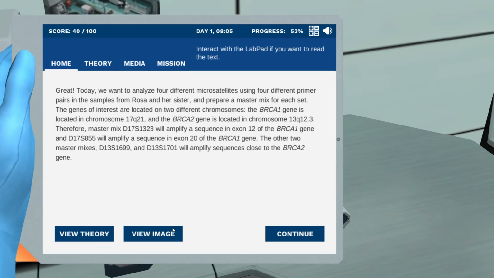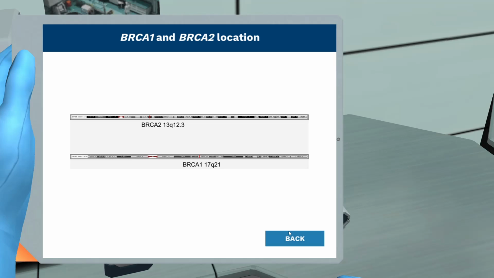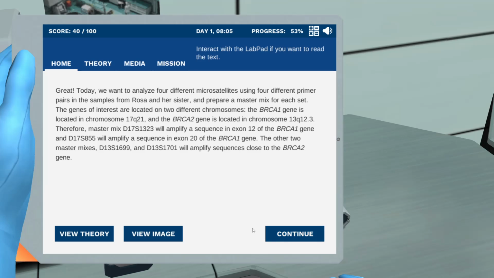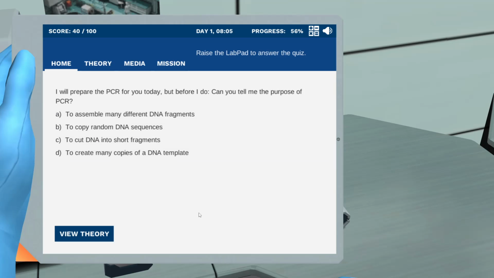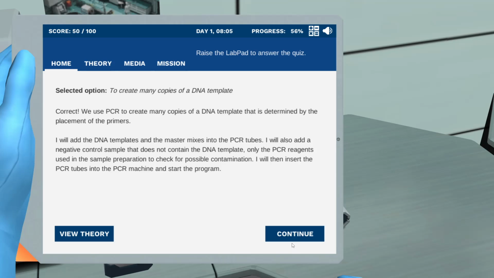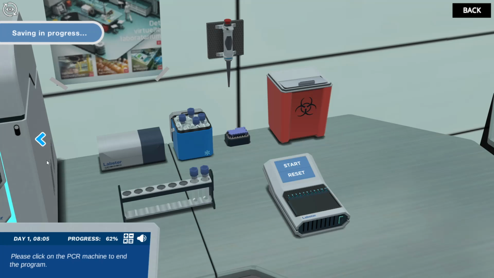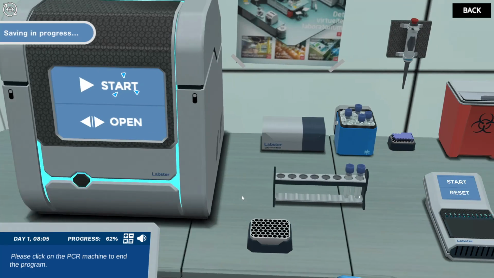Great! Today, we want to analyze 4 different microsatellites using 4 different primer pairs in the samples from Rosa and her sister, and prepare a master mix for each set. I will prepare the PCR for you today, but before I do, can you tell me the purpose of PCR? Correct. Please click on the PCR machine to start the program.